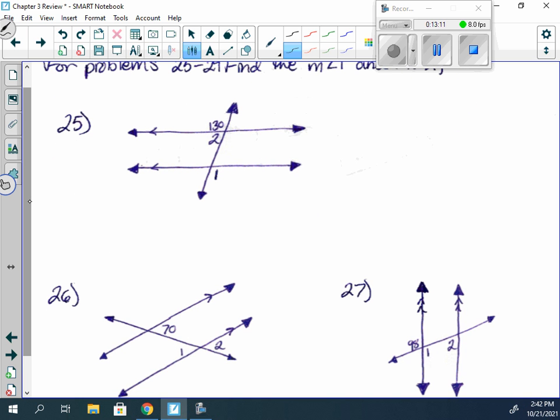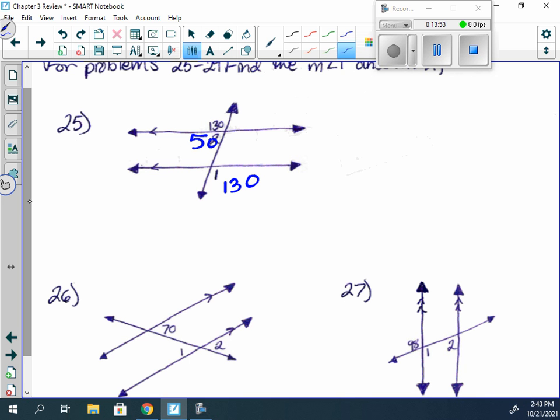Questions on 25 through 29. Questions on one of those there. Which one? 25. So, looking at 25, we're told that we have two parallel lines that are intersected by a transversal. So the angles in this here are either going to be congruent or supplementary. So we're wanting to find the measures of angles 1 and 2. But 130 and angle 1 are alternate exterior angles. Yes? Angle 2 would be 50, yes.